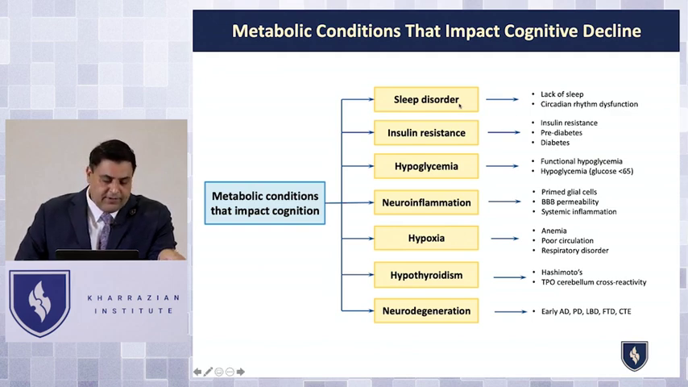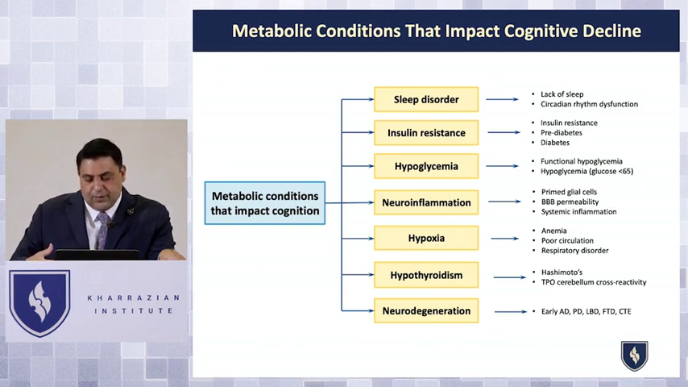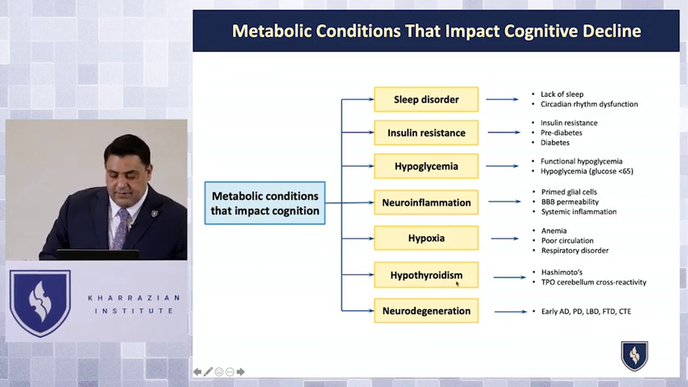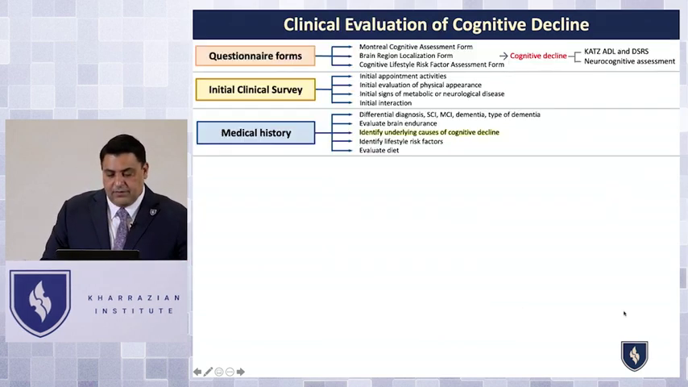Are they getting proper sleep? Do they have any blood sugar issues like insulin resistance or hypoglycemia? Are there any signs of neuroinflammation? The biggest sign of neuroinflammation is brain fog, slowness of brain function that's perpetuated by diet or lifestyle that's intermittent. Are there any signs of hypoxia, poor circulation, general fatigue, anemia? You're going to have to do some blood work for that, do an exam. Any signs of hypothyroidism, and any early patterns of neurodegeneration.